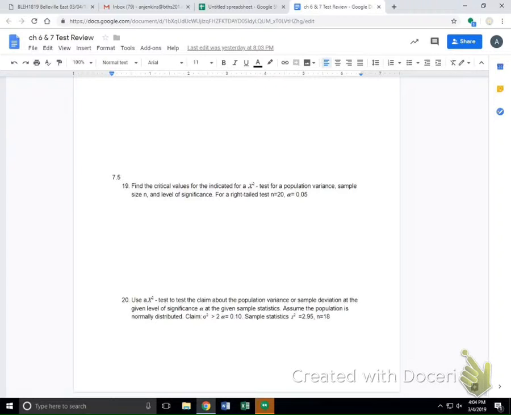Okay, and last but not least, we're going to use this test to test the claim for the population variance and sample deviation at the given level of significance. Assume it's normally distributed. It tells you what your claim is. So we see here we have our null hypothesis and alternative hypothesis. Sigma is less than or equal to 2. We see that our claim is sigma is greater than 2. Get from right here.